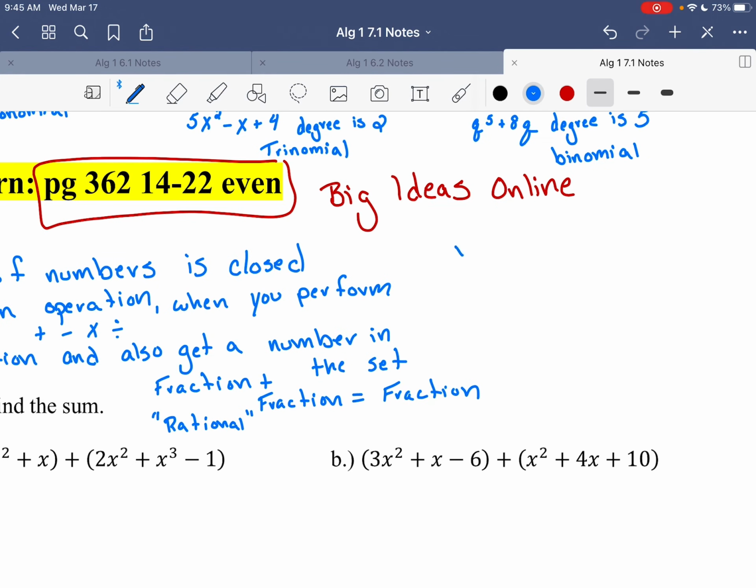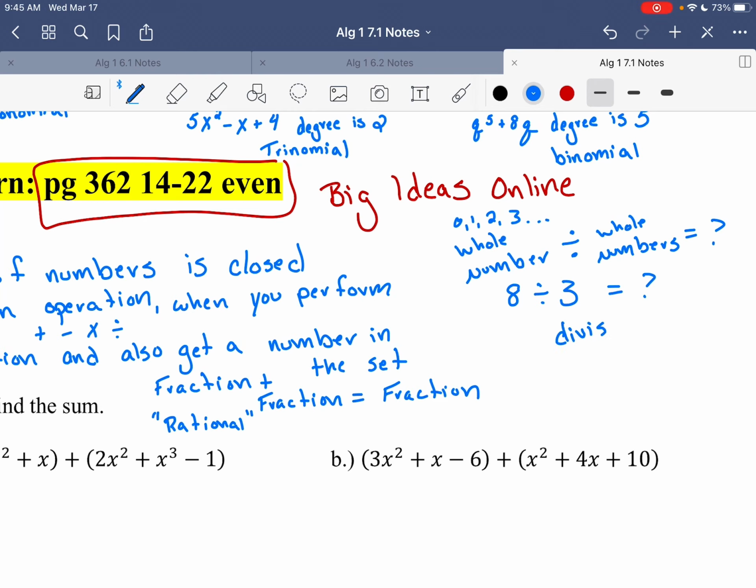But that doesn't work, let's say, for whole numbers and division. Our whole numbers are the numbers 0, 1, 2, 3, 4, and so on. If I divide them by other whole numbers, I don't always get whole numbers out. Meaning if I took 8 and divided it by 3, I don't get a whole number out. So division is not closed over the whole numbers, because I can't always divide and get other whole numbers.